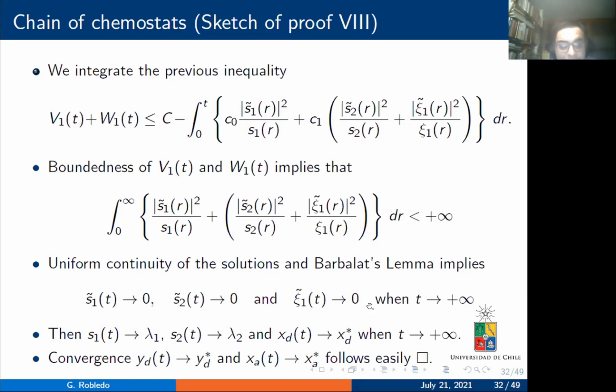We have to recall that these three functions are translations from coordinates of the equilibrium. So we have this convergence, and this convergence. And the last two limits are a technical exercise, but it's quite easy if you read the article. So we can see that the solution of the chemostat equation converges to the equilibrium E star, and the theorem follows.